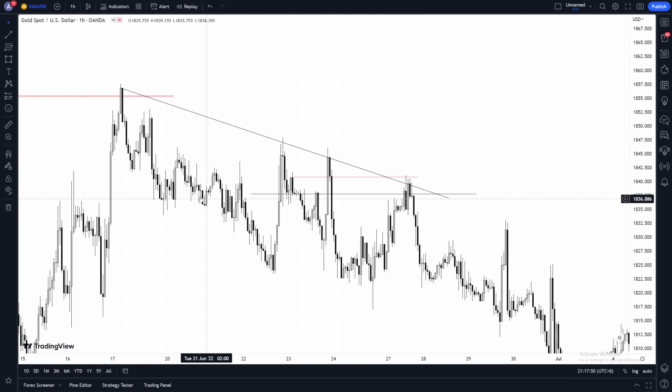H1 MTF daily. We have ourselves a beautiful trend line to match with that. I'm not sure if you could have pulled something like this. I don't know. Maybe. No, you couldn't have.